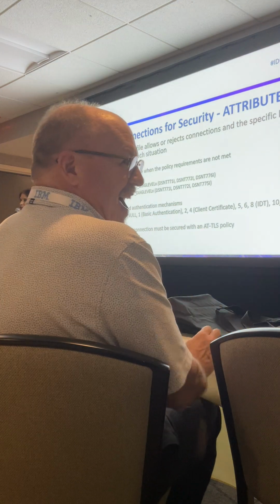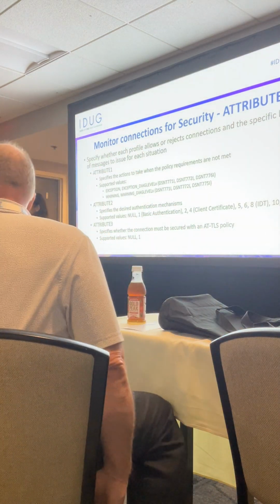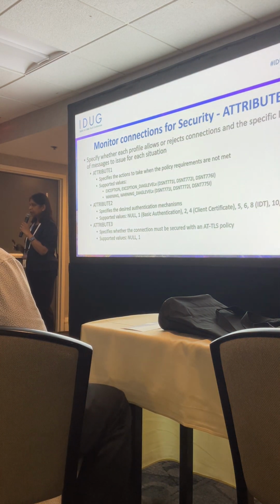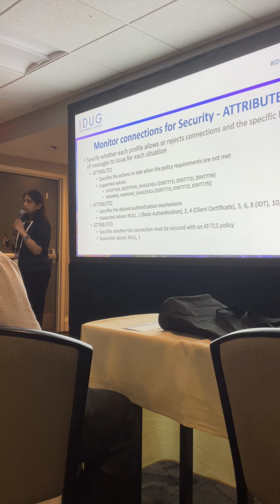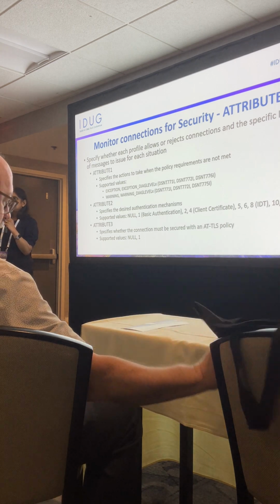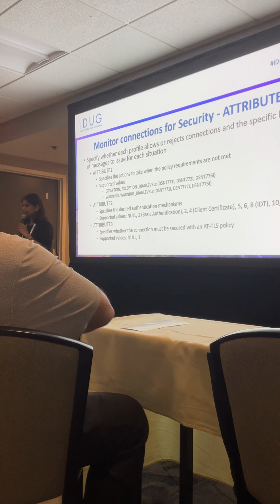Okay, so the attribute parameter helps you to support attribute. You can specify what type of action you want to take when these policy requirements are not met. So you can specify that if the policy requirements are not met, you can either allow the connection to go through but with a warning, or you can fail, you can give an exception.